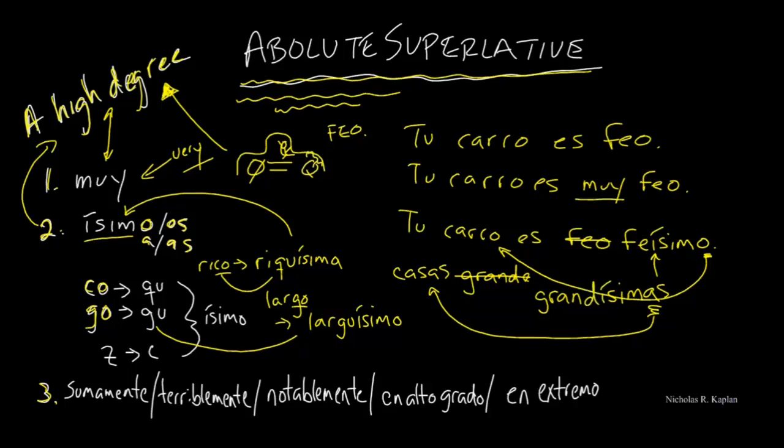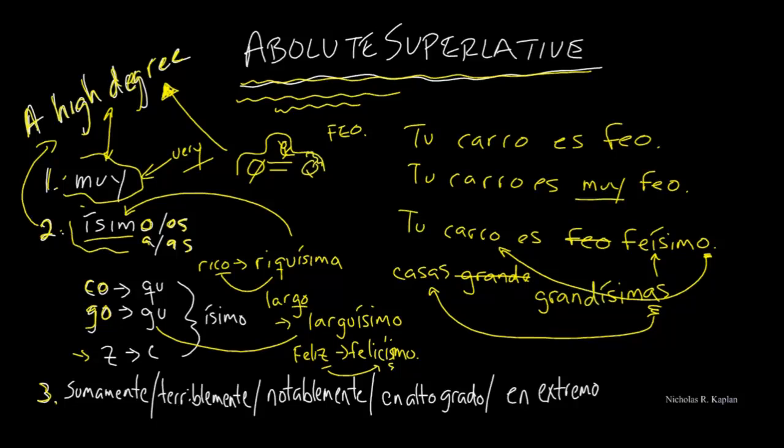The final one is that if we have an adjective that ends in a z, that changes to a c. For example, if I were to say you were feliz, and I wanted to say you were really happy, felicísimo. That z changes to a c. Sorry about my writing right there. So that's number 2. Number 1, muy.